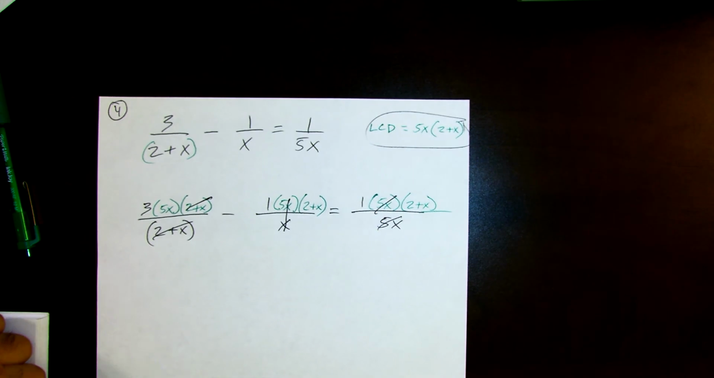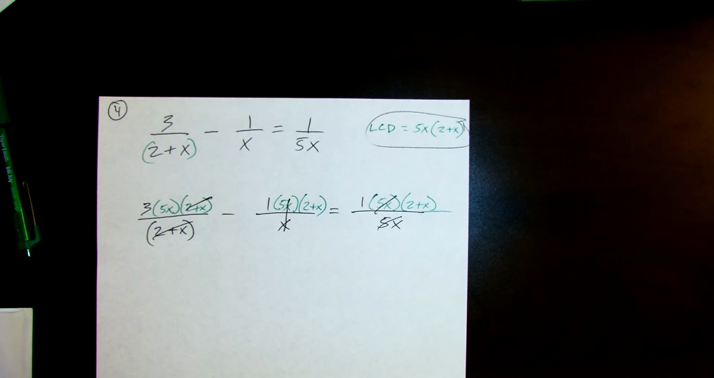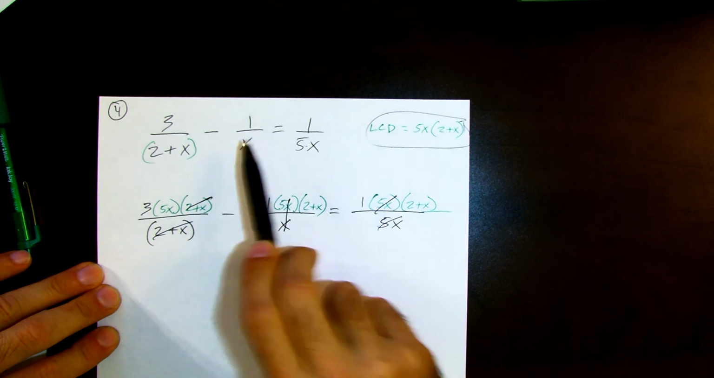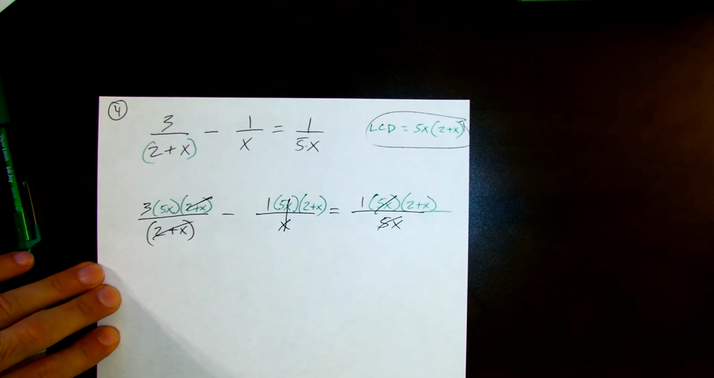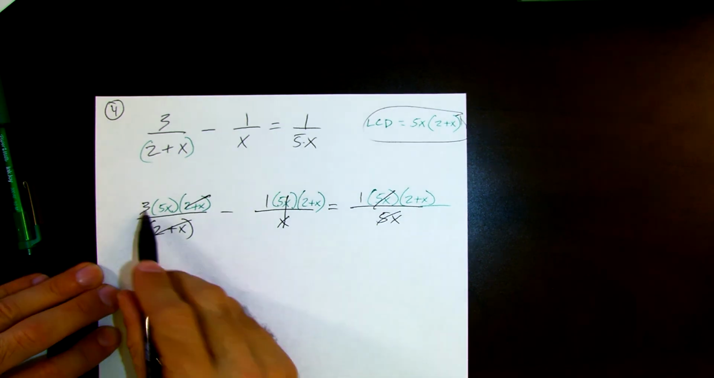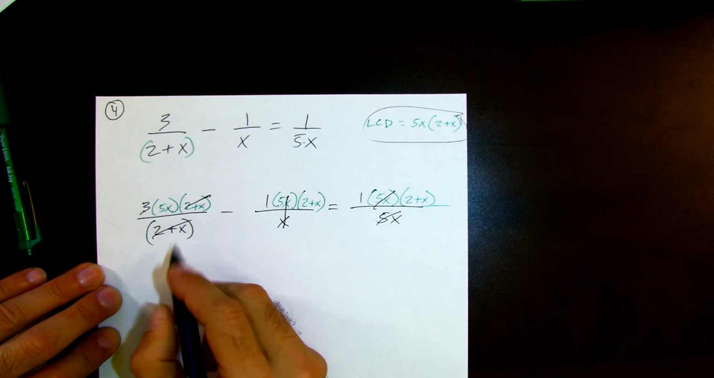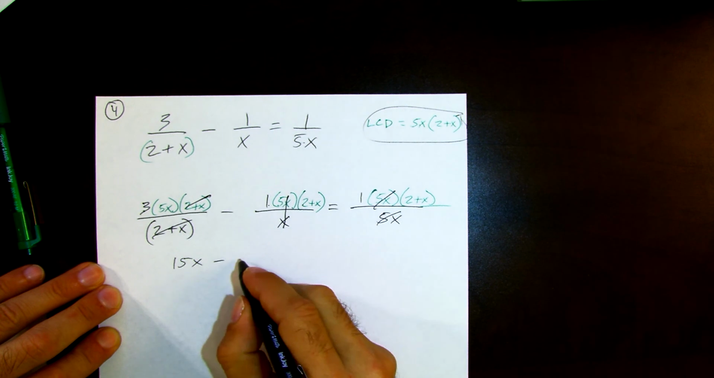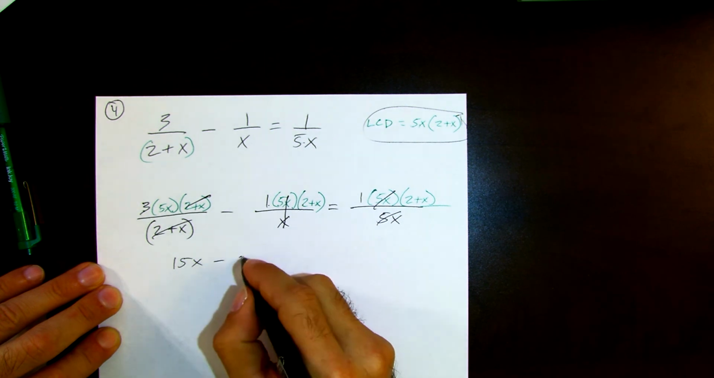Okay. So to see if you got the LCD correctly, it's a matter of looking and seeing, is this denominator a component of my LCD? Yes. 5x? Yes. X is there? Yes. So make your LCD include all of your denominators. The least common denominator is what allows us to cancel everything out. So I'm going to go ahead and multiply as we go. 3 times 5x, 15x, minus 1 times 2 plus x is, well, this is why it's a little bit weird.